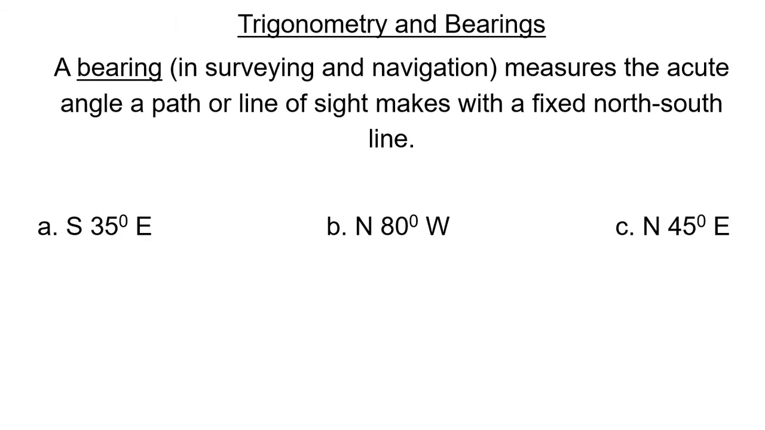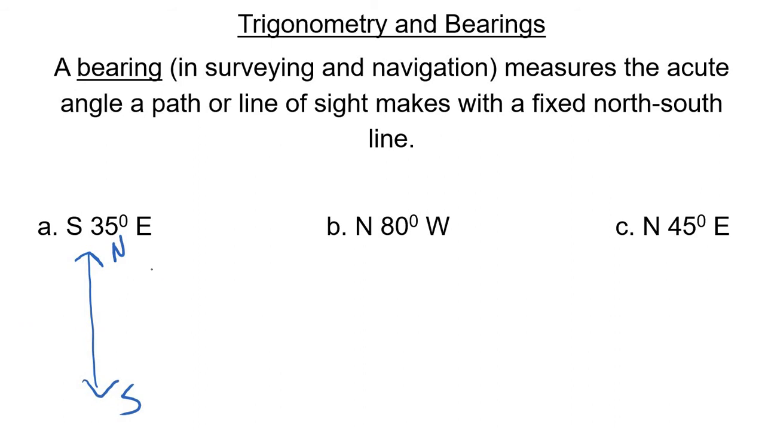So first of all, a bearing, which is commonly used in surveying, also navigation, measures the acute angle a path or line of sight makes with a fixed north-south line. So here's the key. We always want to start with our nice north-south line. So here's a few examples. So there's my north-south line. Imagine that's nice and straight, right?